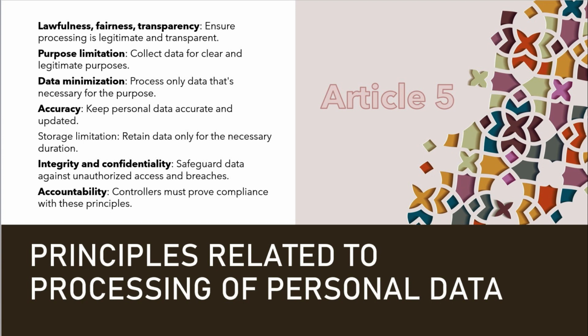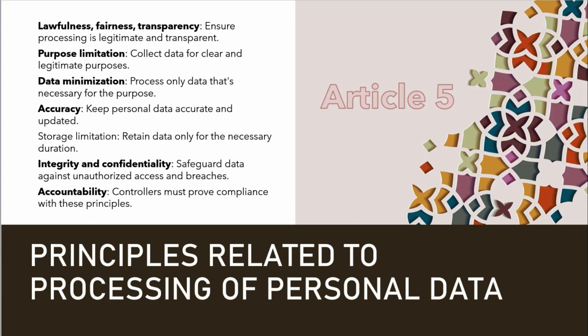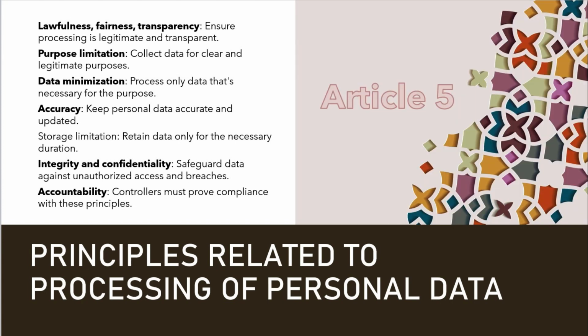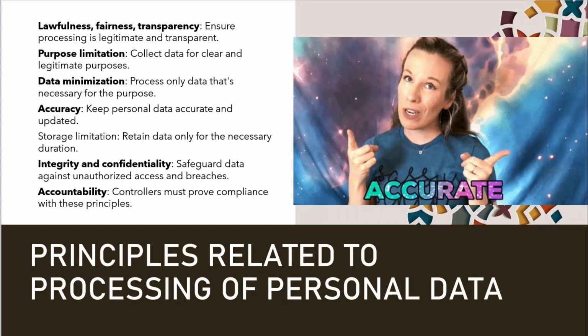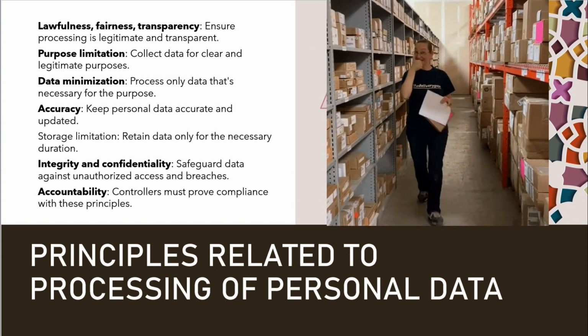Article 5 sets out the core principles for processing personal data under the GDPR. It emphasizes that all data processing should be lawful, fair, and transparent. This means that individuals should know how their data is being used and that it's being used justly. The article also stresses the importance of purpose limitation, meaning data should only be collected for clear and legitimate reasons. Additionally, data minimization is key. Only the necessary amount of data should be processed. It's also crucial to keep this data accurate and up to date. As for storage, data shouldn't be kept longer than needed.